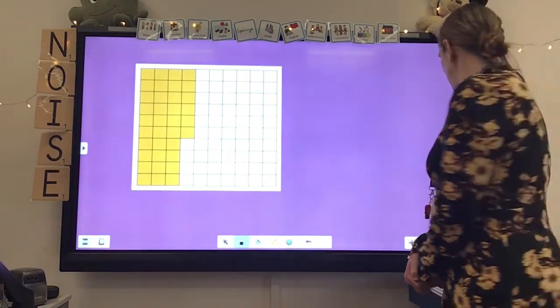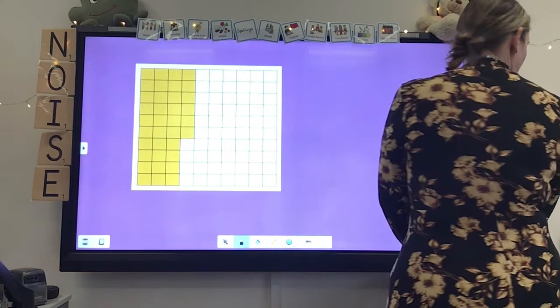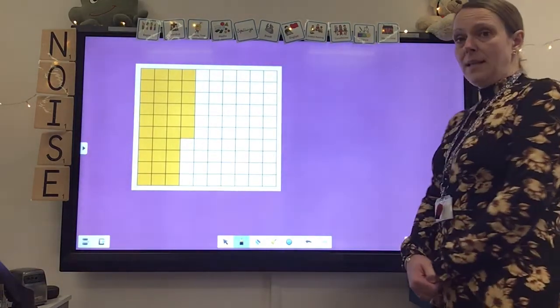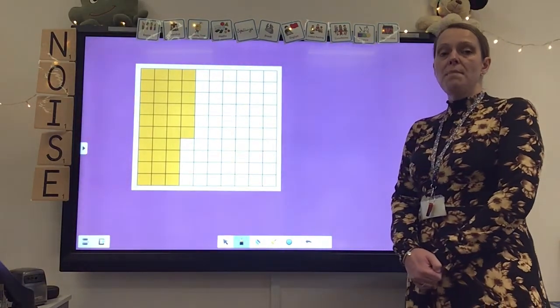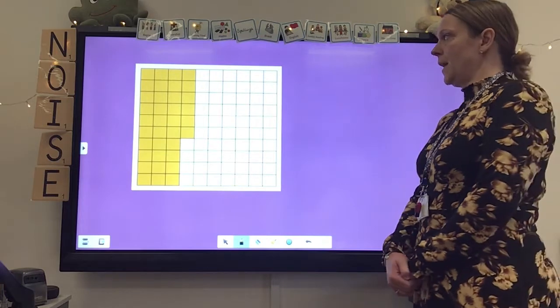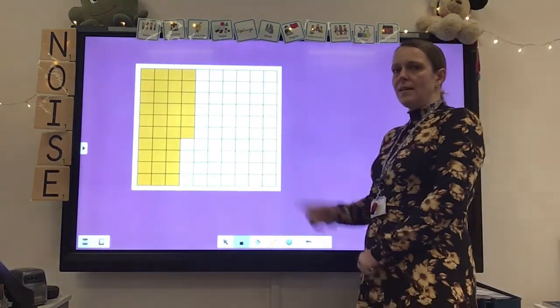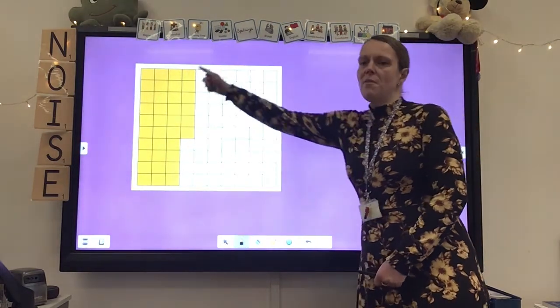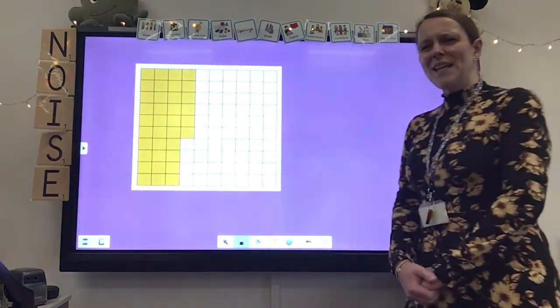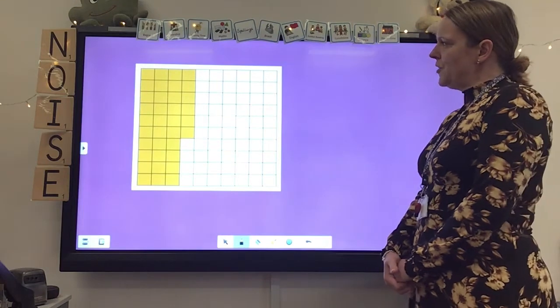Okay, so today we are looking at percentage, and percent means parts in 100. Okay, so here I have 100 square. Can you see that? Is that quite clear? 100 square, and I've got some of it shaded in. So I want to think about what percentage of my 100 square is shaded in.